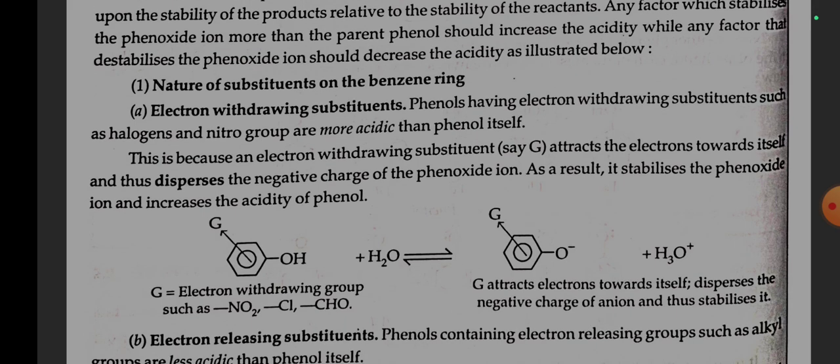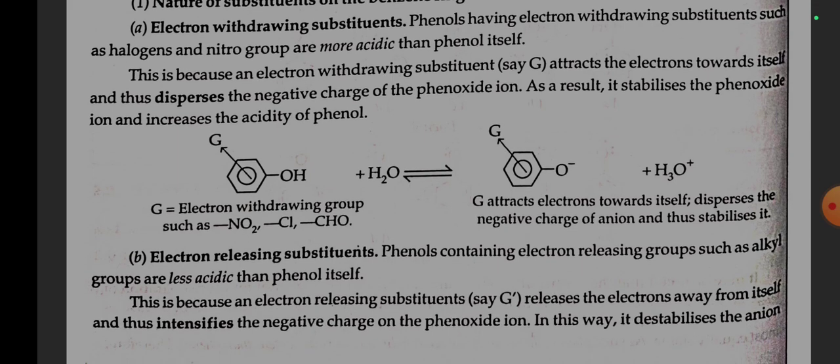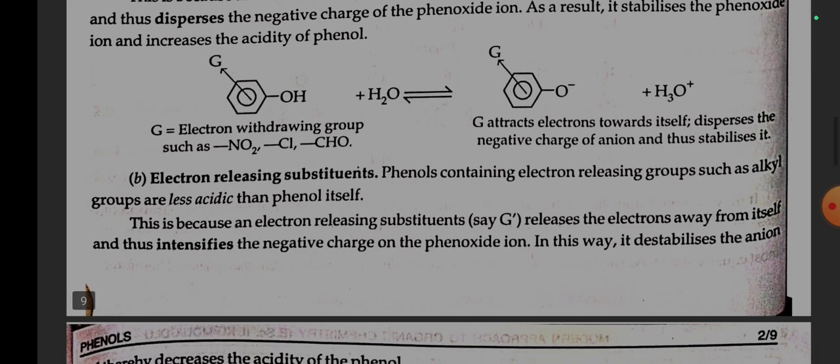Number 1. Nature of substituents on benzene ring. A. Electron withdrawing substituents. Phenols having electron withdrawing substituents such as the halogens and nitro groups are more acidic than phenol itself. This is because an electron withdrawing group attracts the electron towards itself and thus disperses the negative charge of the phenoxide ion. As a result, it stabilizes the phenoxide ion and increases the acidity of phenol.